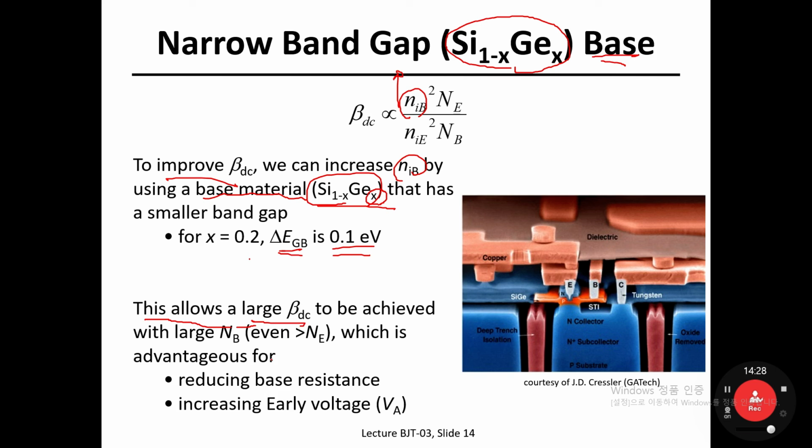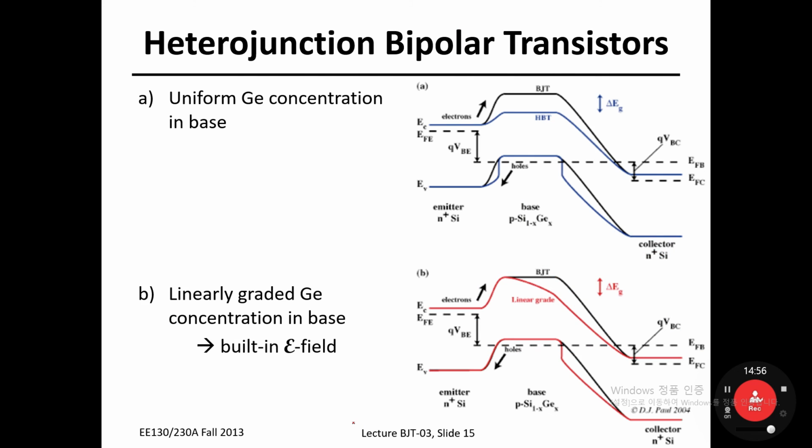Okay, and another advantage has been introduced here. Since we are using a very narrow base material, the base resistance value has also been reduced, and it would give us a very high early voltage, which is good news. We can overcome the short channel effect or narrow base width modulation by simply adopting a silicon germanium material in the base.